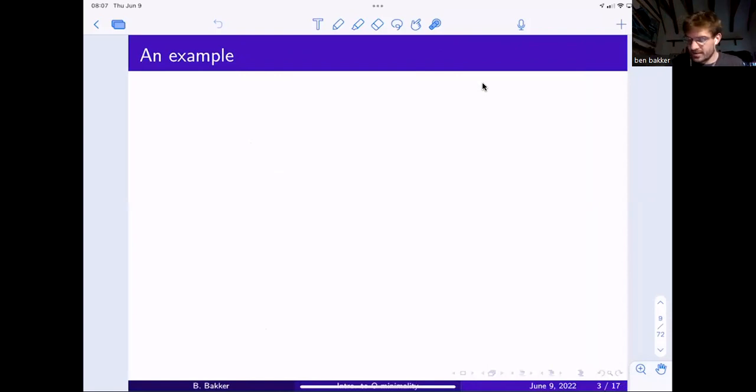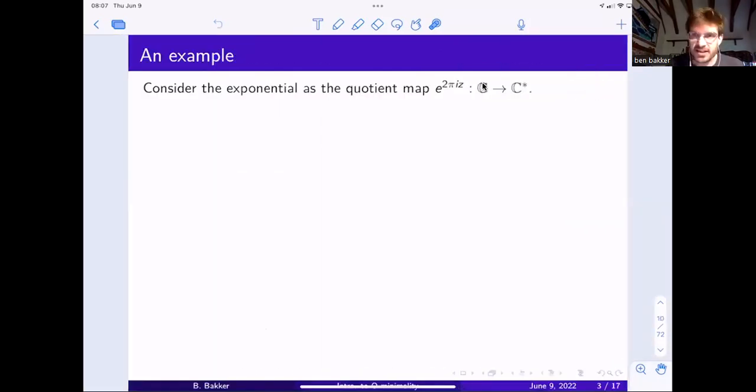Let's start off with a pretty simple example, but one that's actually going to be pretty important. Let's consider the complex exponential. You should forget that as the quotient map; just consider the complex exponential. Now, remember this function has no hope of being definable because it's infinitely periodic.